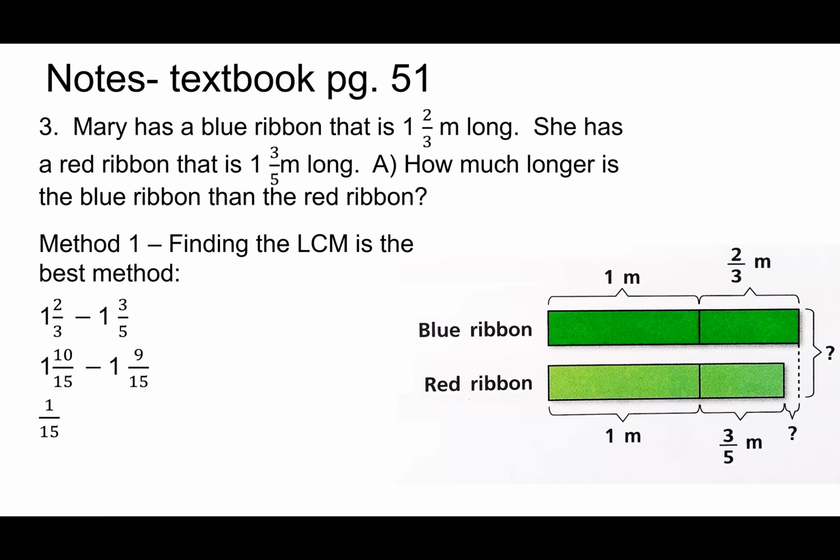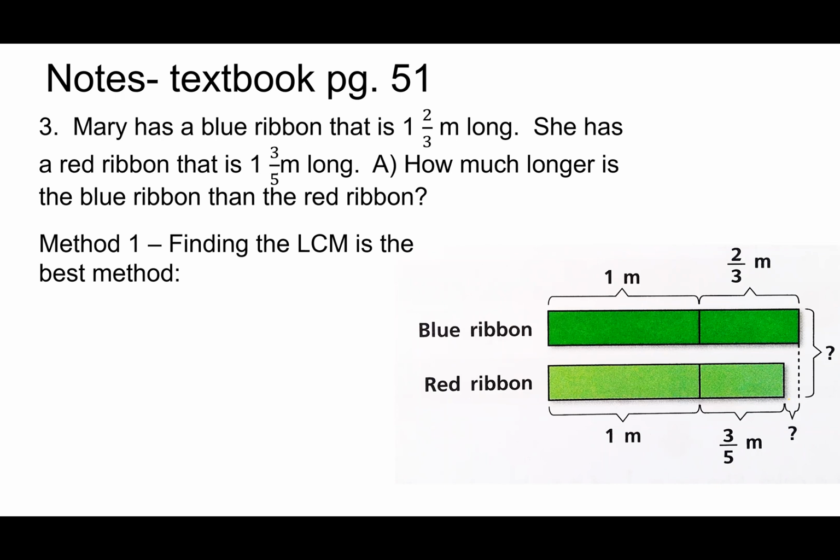I want to do number 3, because we need to do some subtraction here. All right, number 3. Mary has a blue ribbon that is 1 2/3 meters long. She has a red ribbon that is 1 3/5 meters long. How much longer is the blue ribbon than the red ribbon?